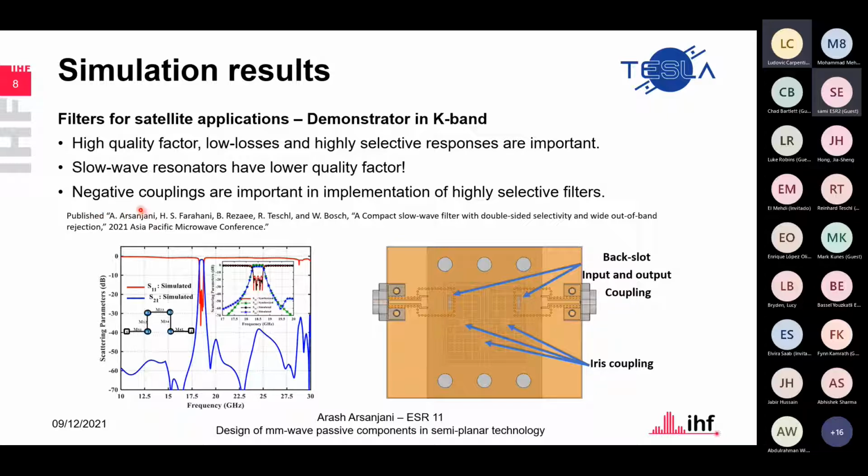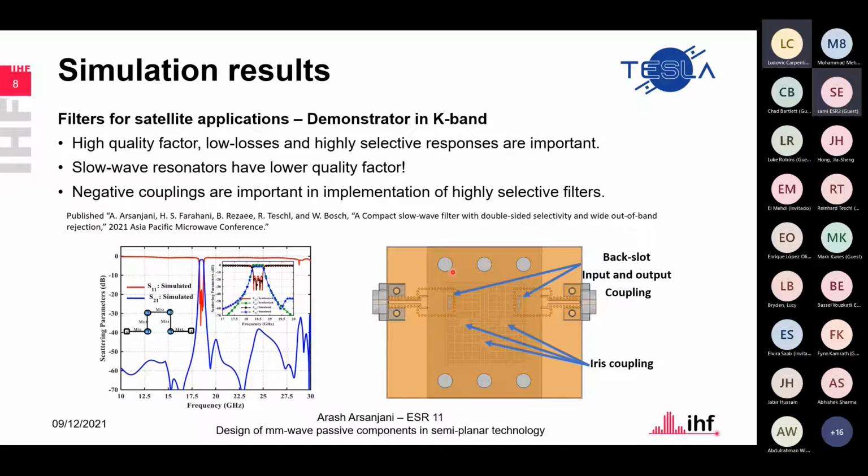And one thing that I was doing in my study was to try and find a solution for the negative coupling within these structures to implement highly selective filters. We managed to publish the results of this study in a paper at a recent conference. What we designed was a 4-pole inline configuration filter. At the beginning, we designed a 4-pole inline configuration filter at K-band with the response that you can see here, and that was the initial design.